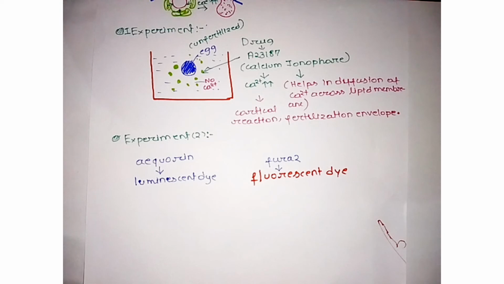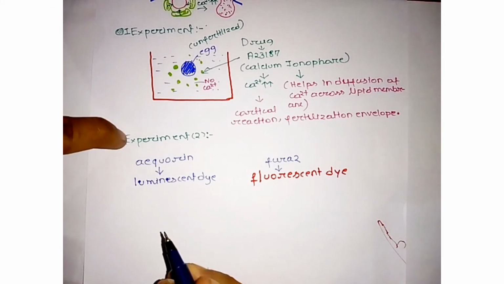Now what is the role of these dyes? When these dyes bind with calcium, they emit light. So during fertilization, when calcium is released from the intracellular storage, this dye binds with that calcium and we can easily monitor the movement of calcium.